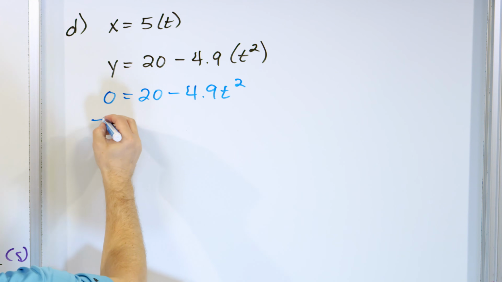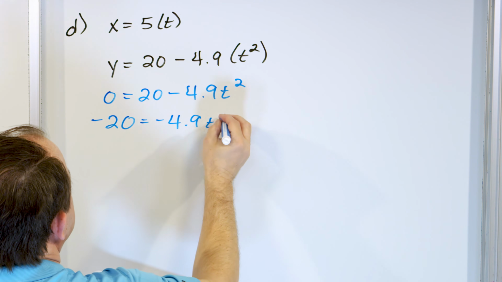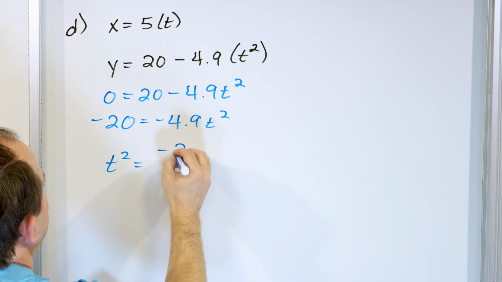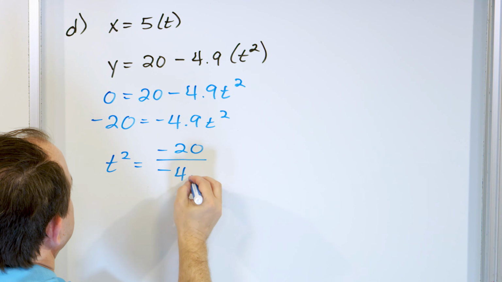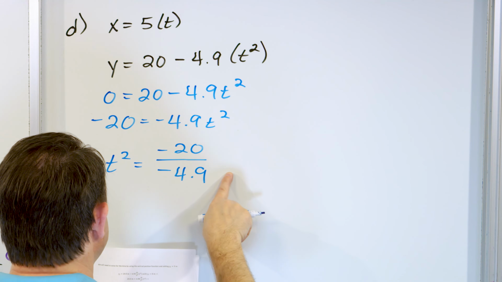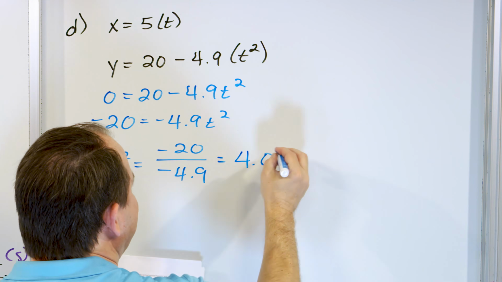We move the 20 over, and we get negative 20 equals negative 4.9 t squared. We're going to flip it around and say that t squared is negative 20 over negative 4.9, right? And when we divide these numbers, 20 divided by 4.9, we're going to get 4.08.